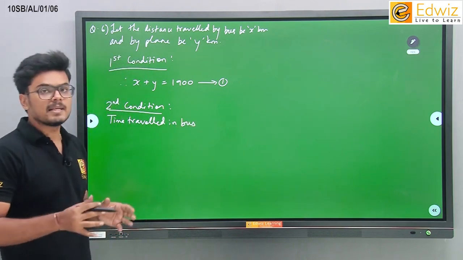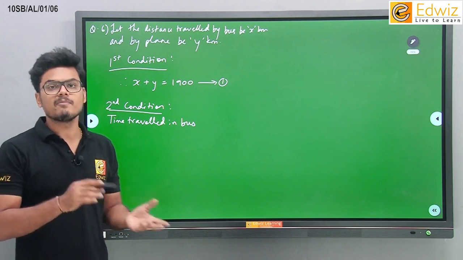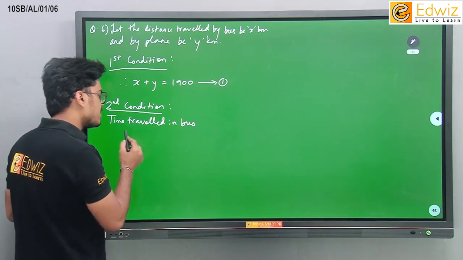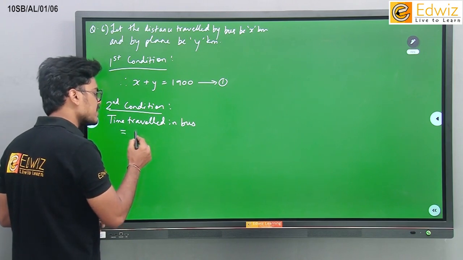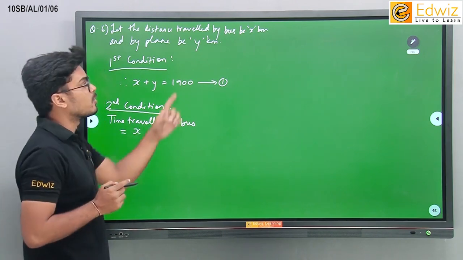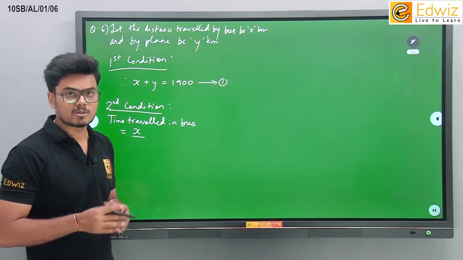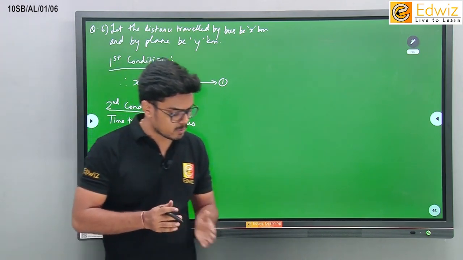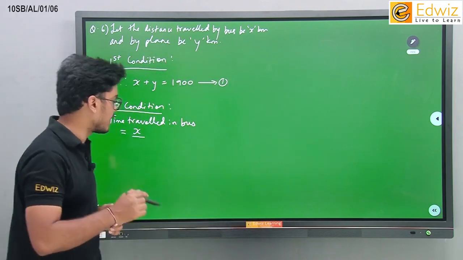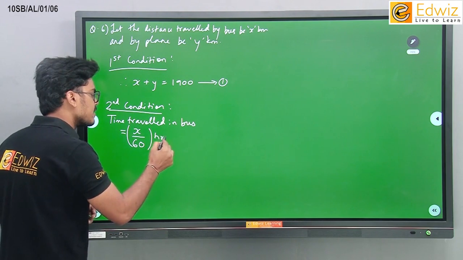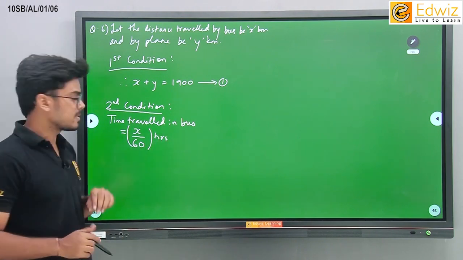Now we know that speed is distance upon time, so time will be distance upon speed, correct? So time traveled in bus will be distance traveled in bus which is x. हम लोगों ने उसको x assume किया है, डिवाइडेड बाय स्पीड ऑफ द बस. तो बस का एवरेज स्पीड हम लोगों को दिया हुआ है टेक्स्ट बुक में, दैट इज 60 किलोमीटर पर आवर. सो x अपॉन 60, these many hours were traveled in a bus.